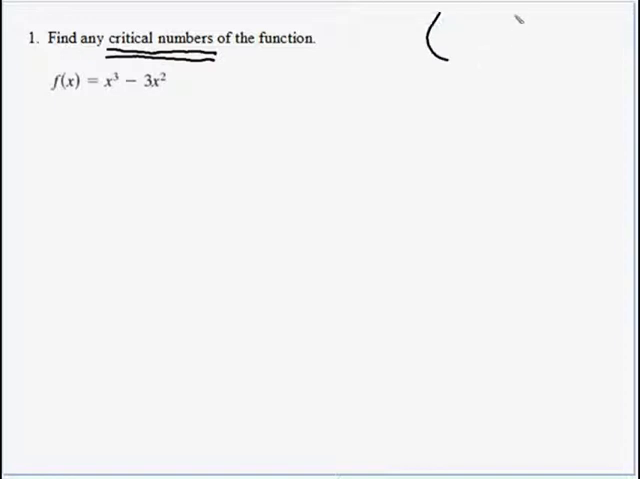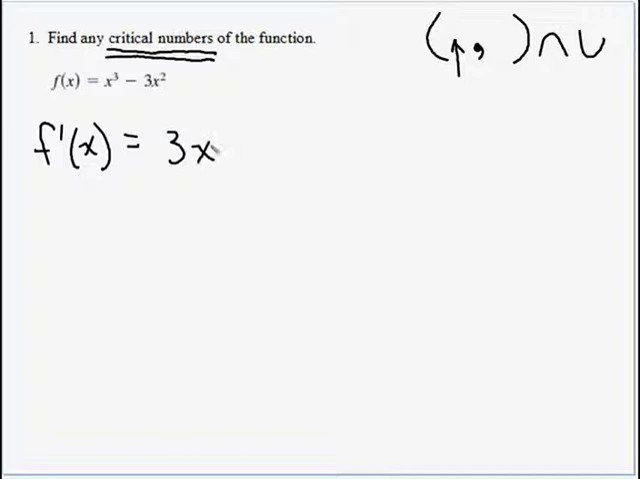Well, the critical numbers are just the x values of our extrema, the x values of our peaks and valleys. So of course we want to take our derivative and set it equal to 0. F prime of x is equal to 3x squared minus 6x. And we're going to set our derivative equal to 0.